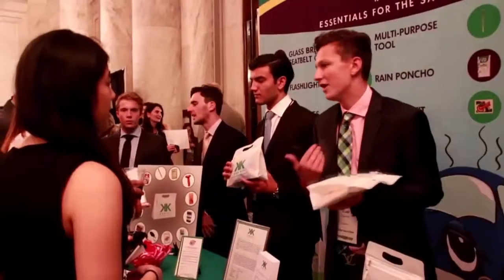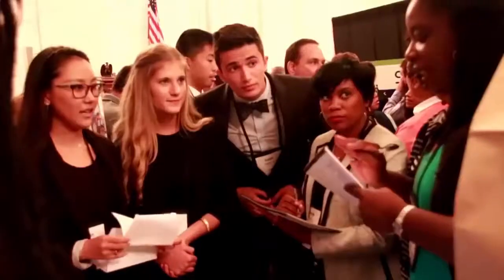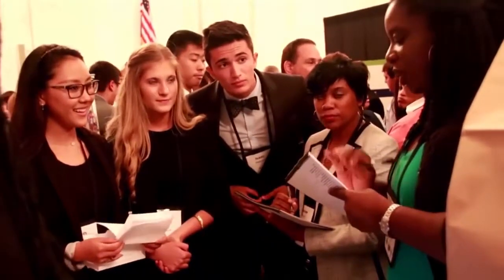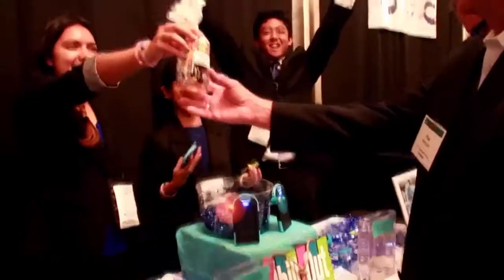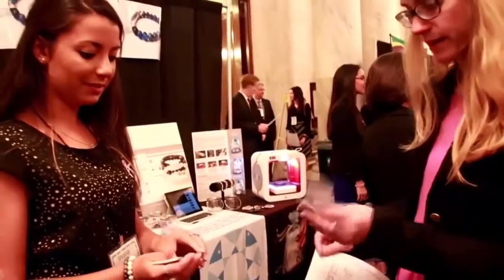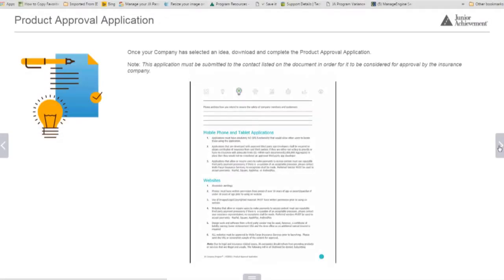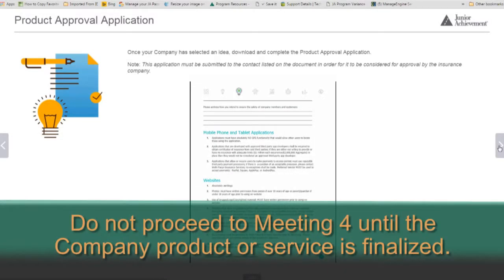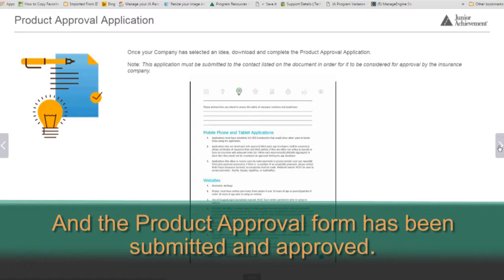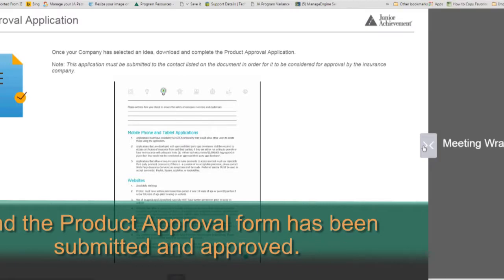Keep in mind that all JA Company products and services must be approved by JA's insurance company. This is required to ensure that company products and services are legal and safe. And in order to participate in the JA National Student Leadership Summit, the JA student company product or service must be approved. Finally, be aware that you should not proceed to Meeting 4 until the company product or service idea has been finalized and the product approval form has been submitted and approved.